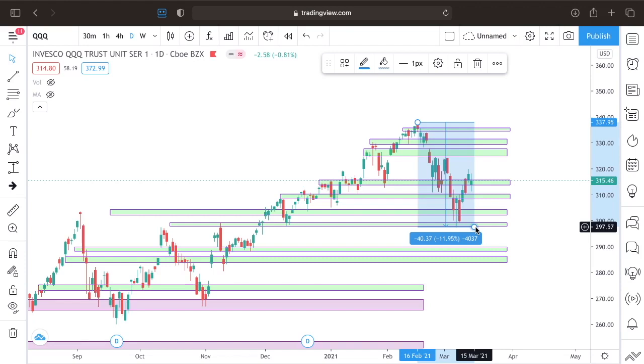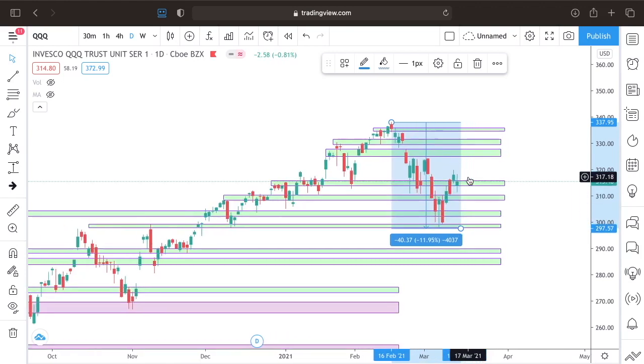It's because of the rotation out of growth stocks to value stocks. And since the Nasdaq comprises a greater percentage of growth stocks compared to value stocks, there's a greater outflow of funds from the Nasdaq. And that is why we see that the Nasdaq has declined the most in percentage terms. But you can see that for last week, the Nasdaq managed to recover a bit.